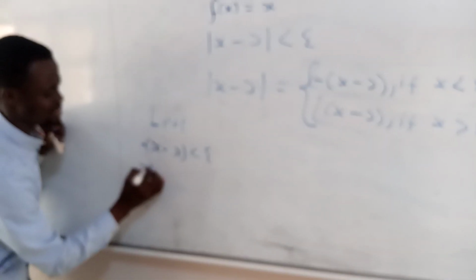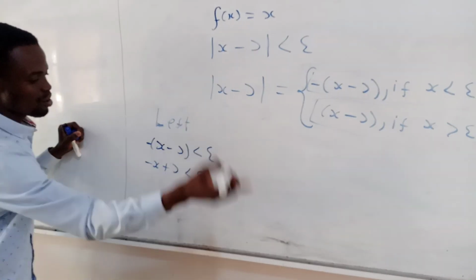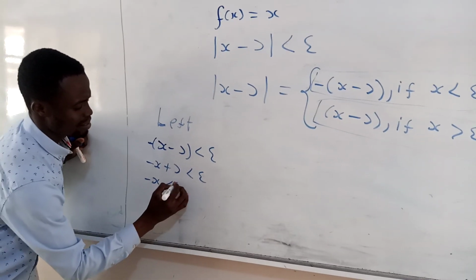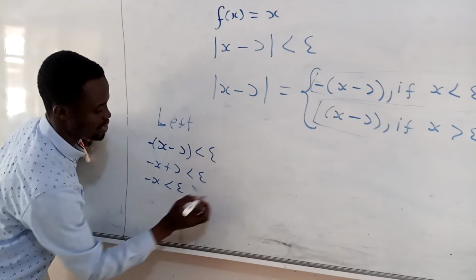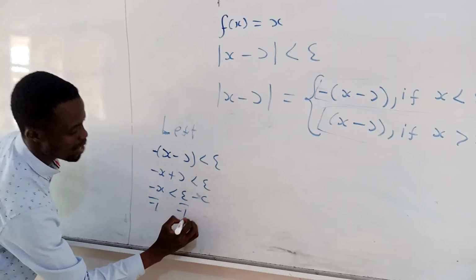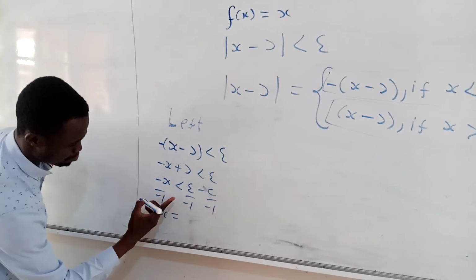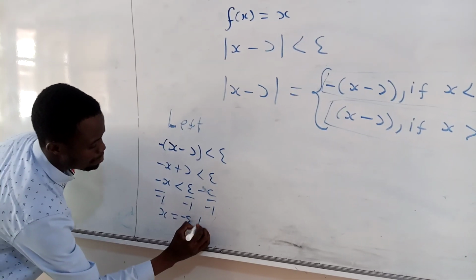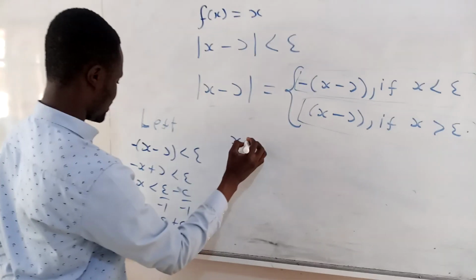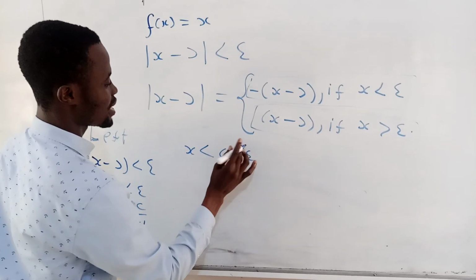When you do so, you're getting minus x plus a less than a. Then you send a to the other side. You're going to get minus x less than a minus a. Then from here you can divide both sides by negative 1. When you do so, you're going to get x, or that is, you have x greater than minus a. So that's the answer.